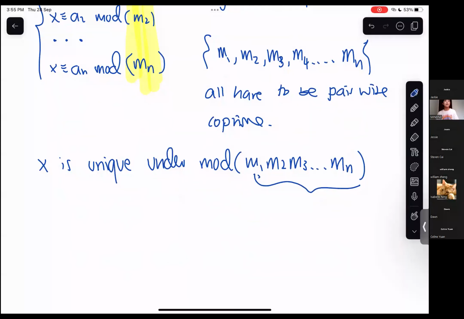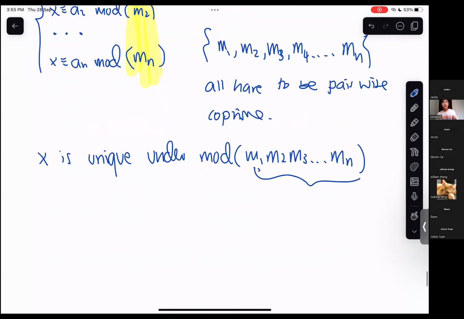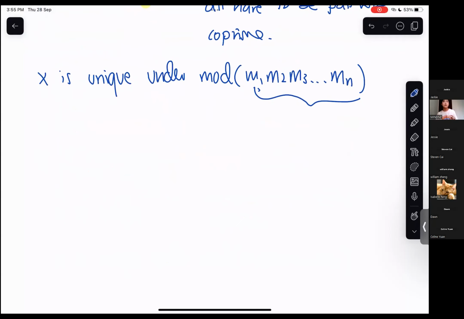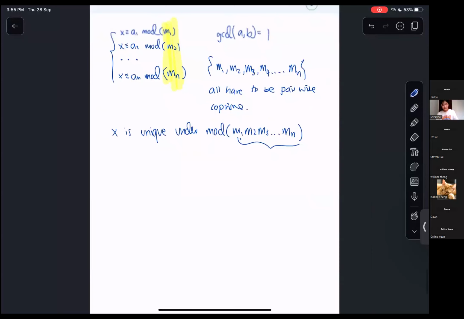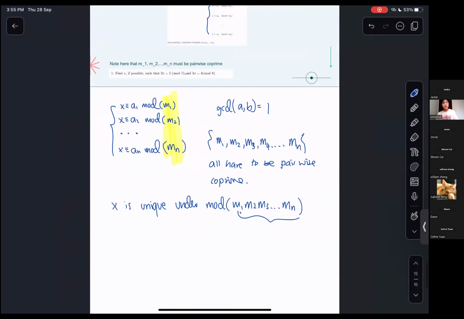So it doesn't mean that there's only one x that exists. It means that all these x's have to have one unique remainder when we're under modulo m1 times m2 all the way to mn. Does that make sense to everyone?